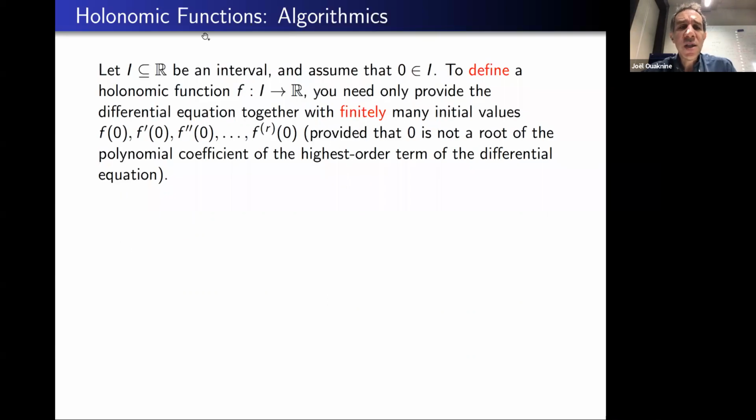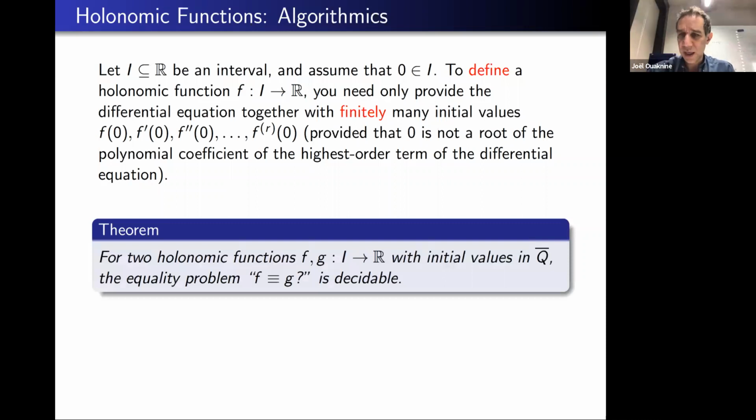So now from the point of view of computing, let I be an interval, and without loss of generality, assume that zero is in this interval. So I contains 0, and if not, then you perform a shift. Now, to define a holonomic function, you need to provide the differential equation together with finitely many initial values for f and its derivatives at 0, provided that 0 is not a root of the polynomial coefficient of the highest order term of the differential equation. So this is a side technical condition. It's without loss of generality because this polynomial will have only finitely many zeros. So in an interval, because you have infinitely many values, you can always find one where it's not a 0. And let's just assume that this is satisfied.